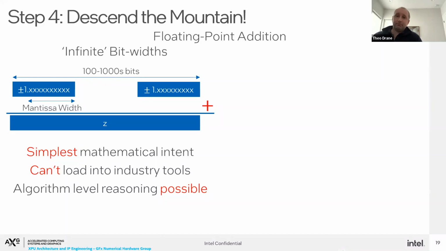It would be the simplest mathematical intent you get away with. But these models are absolutely no use to the industrial division. You can't even load these into any of our industry tools. However, you could do algorithm level reasoning. It is possible to do it at this stage. So how do you actually descend the mountain?